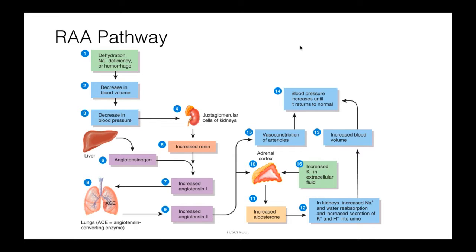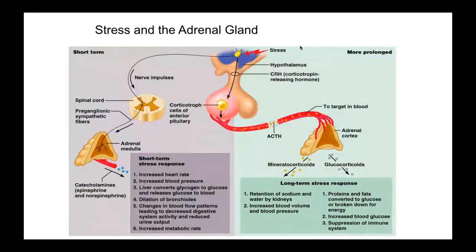So aldosterone is going to hold on to sodium. And if you hold on to sodium, you hold on to water. If you hold on to sodium and water, you're going to increase your blood volume, number 13. If you increase your blood volume, you're going to increase your blood pressure. Voila. Okay? Now, we're going to come back.